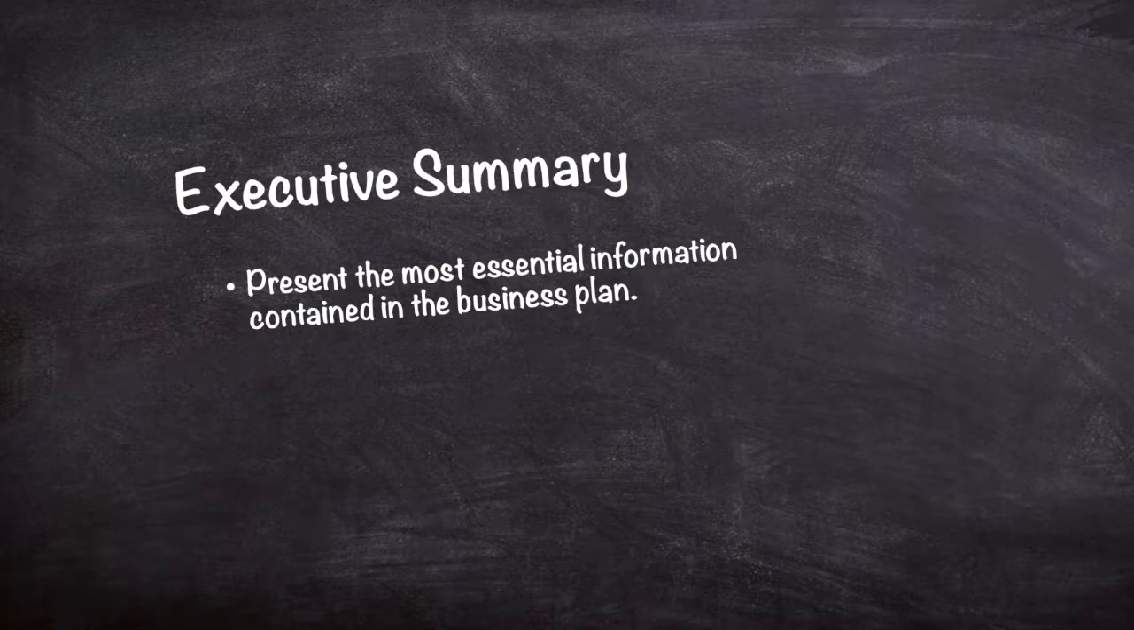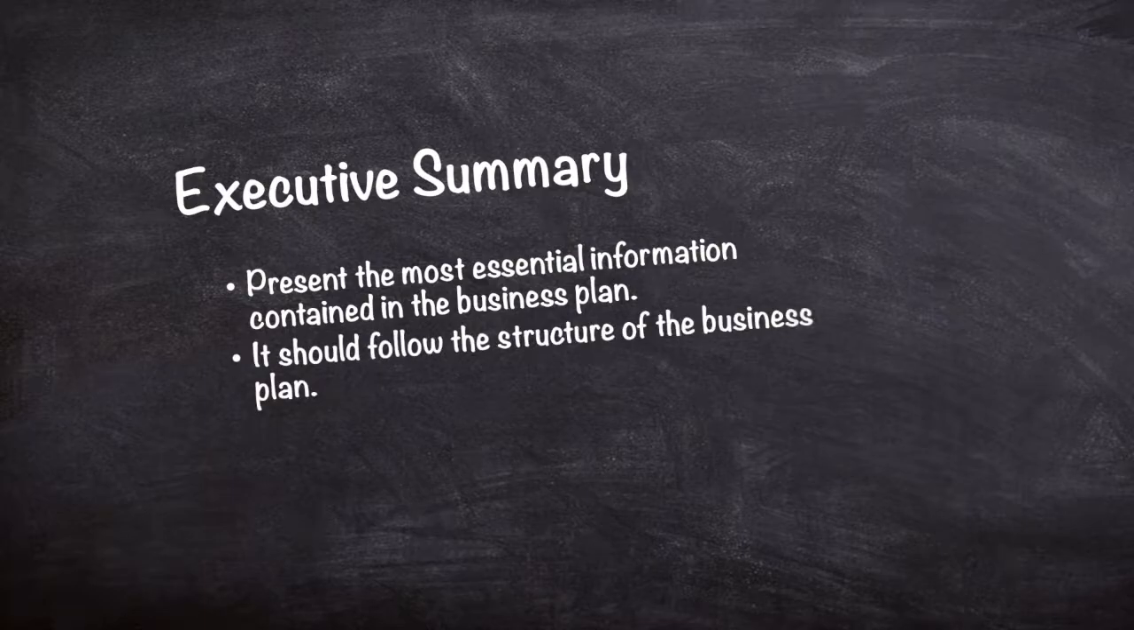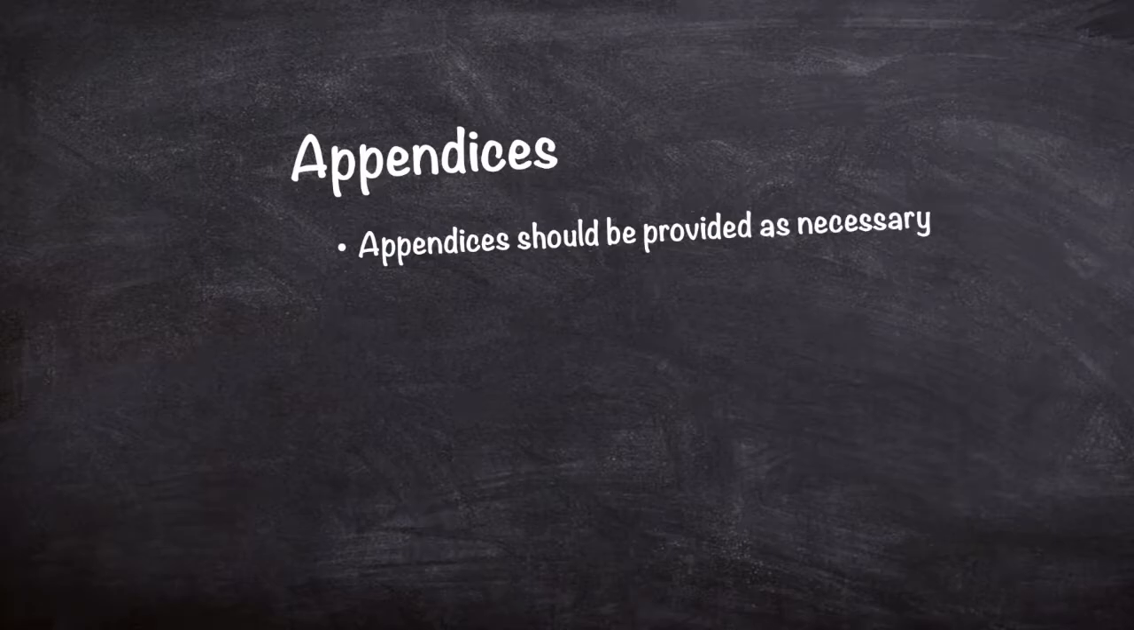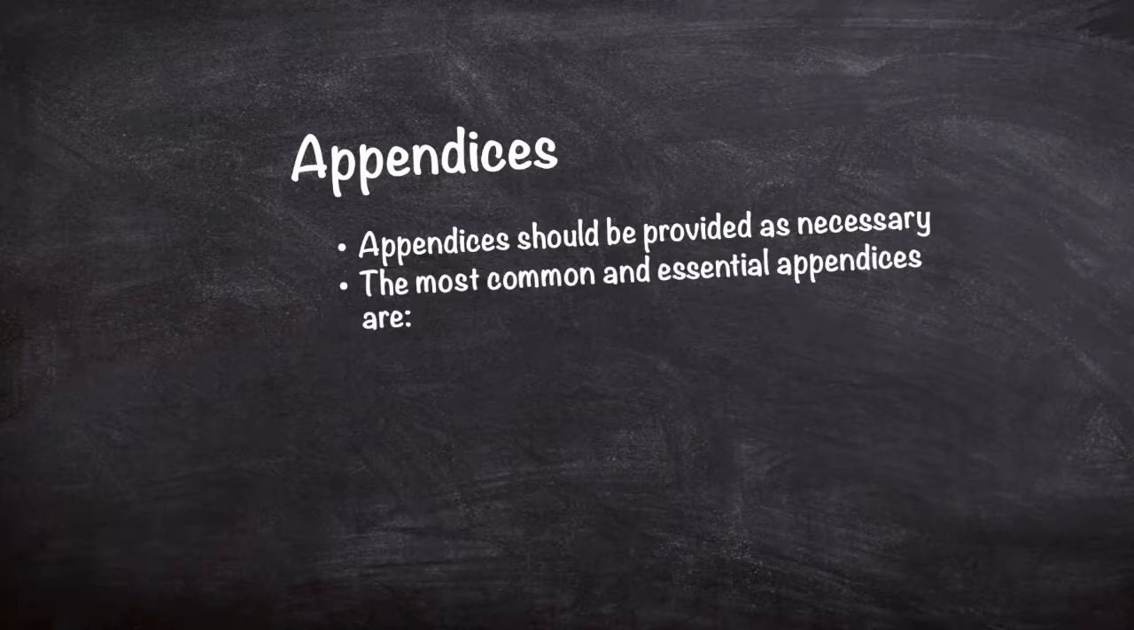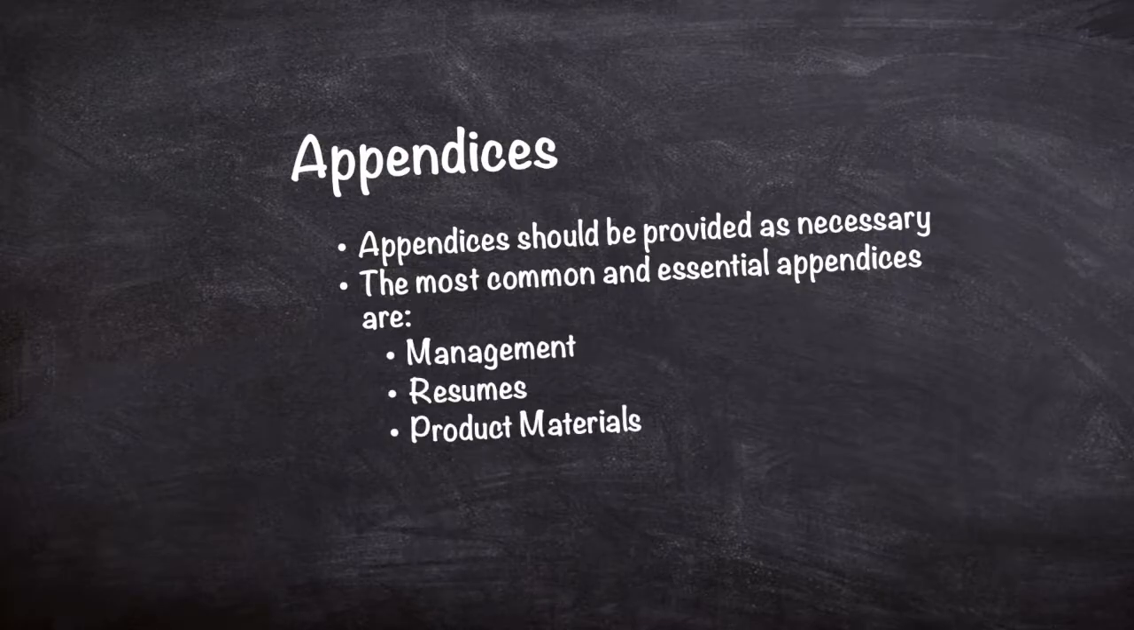Here you present the most essential information contained in the business plan, and it should follow the structure of the business plan, but it should be short, no longer than 1 page, I would say. Then all the things that you thought were very, very interesting that no one else perhaps thinks is interesting, you put in the appendices. Here you provide some necessary things that not all people might be interested in. And the most common and essential appendices are management, resumes of people, product materials, tax returns.